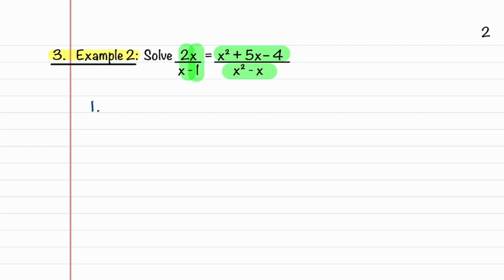Notice on our right-hand side, we have x squared minus x. In order to find the least common denominator, we need to factor that. So I'm going to write down our equation and then we'll factor that part of it. On the left, we have 2x divided by x minus 1. And then on the right, we have x squared plus 5x minus 4.